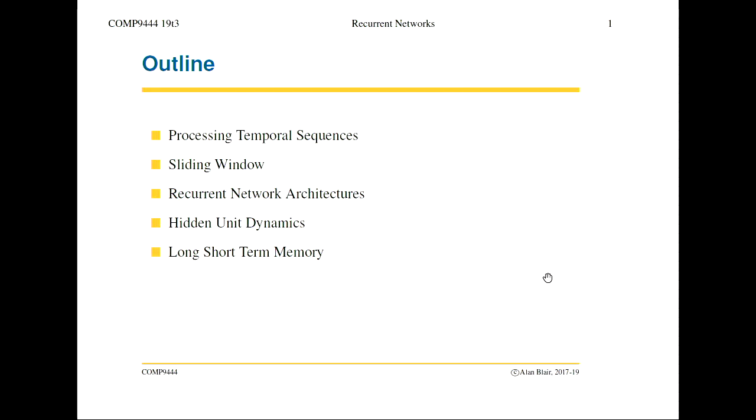Question regarding the backpropagation through previous times. Would you say previous times for the entire given layer or for one given unit? The whole layer, the entire layer. Okay.